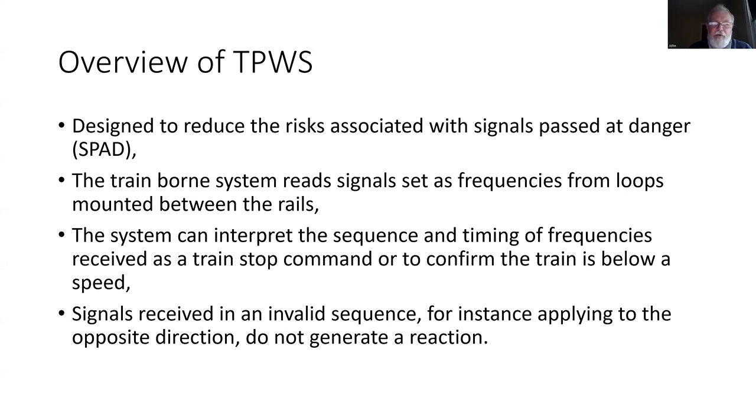For TPWS, the train-borne system reads signals which are sent as frequencies from loops mounted between the rails. The system on board can interpret the sequence and timing of those frequencies, either to decide that it is a train stop command that is being transmitted, in which case the brakes will be applied immediately, or to test the speed of the train and confirm it is below the set speed of the loops. Signals received in an invalid sequence, so for instance, if you're going the wrong way on a bidirectional line, do not generate a reaction.